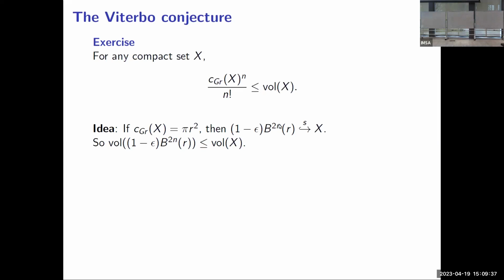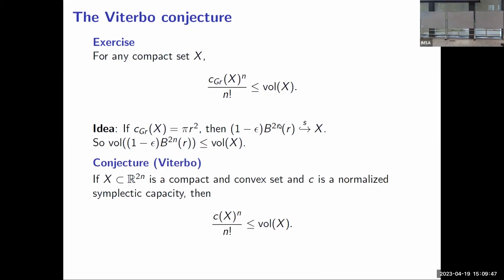And it's also relatively easy to show that if you take any random compact set and you try to do the same inequality, it won't hold for very crazy sets. And in fact, what Viterbo conjectured is that this inequality holds for every normalized symplectic capacity for convex sets. And he had enough reason to believe in that based on examples. Okay, and this conjecture is still open.